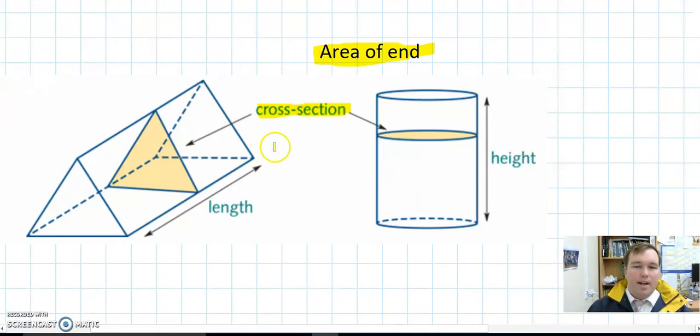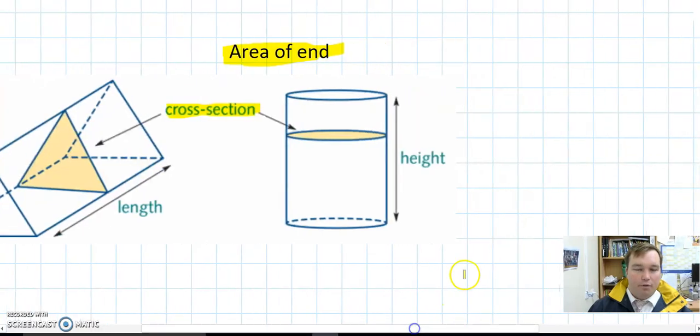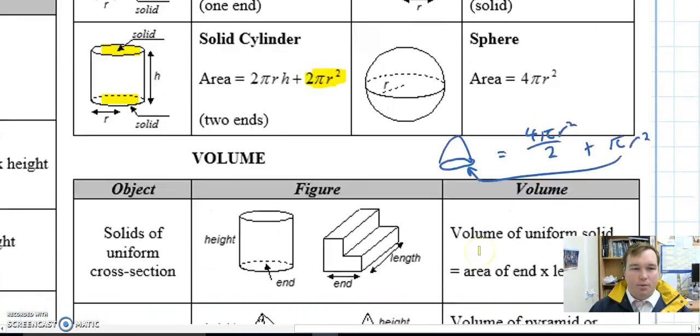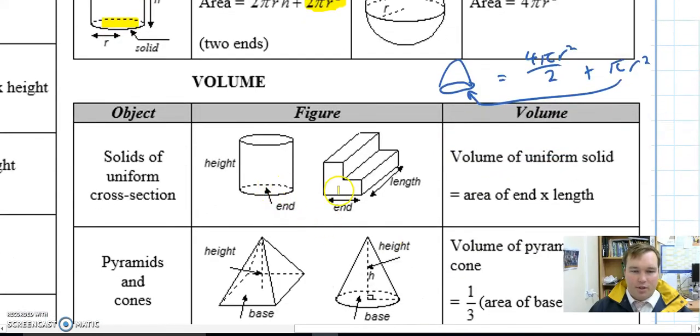Right. Now, the formula for volume is very simple if it's a cross-section. So if it has a cross-section, looking like this, then the uniform solid's volume will be area of end times length, or area of base times length, or area of cross-section times length.